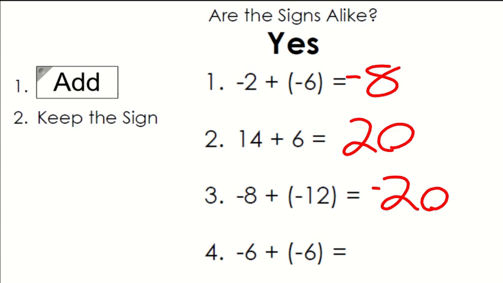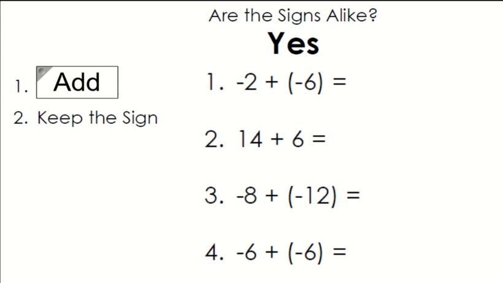And then number 4 there, -6 plus -6. Mason. -12. We got 6 plus 6 is 12. Keep the sign. Okay? Not anything horribly tough, is this? But there's things you have to remember to do. When the signs are alike, you add and keep the sign.